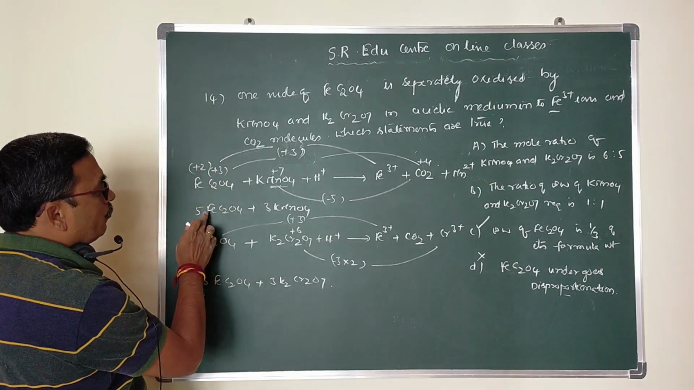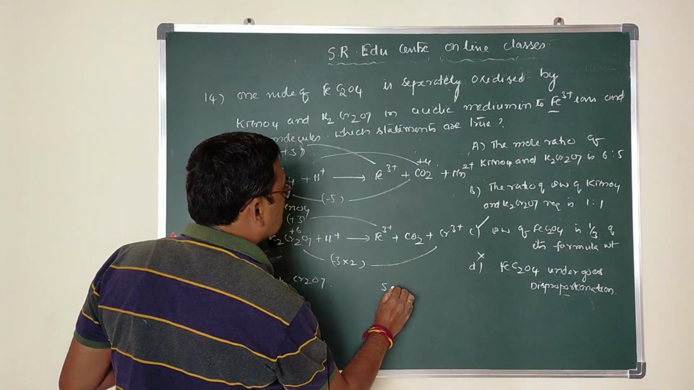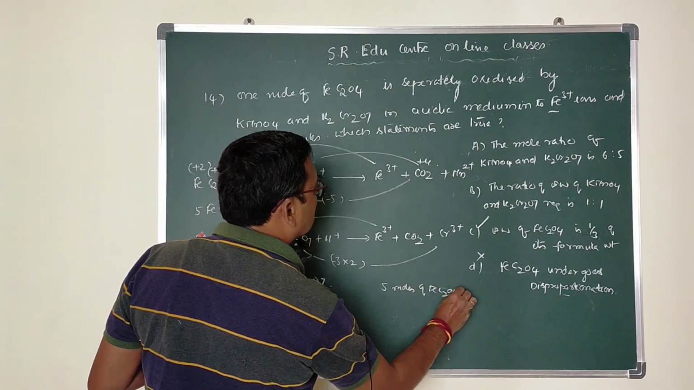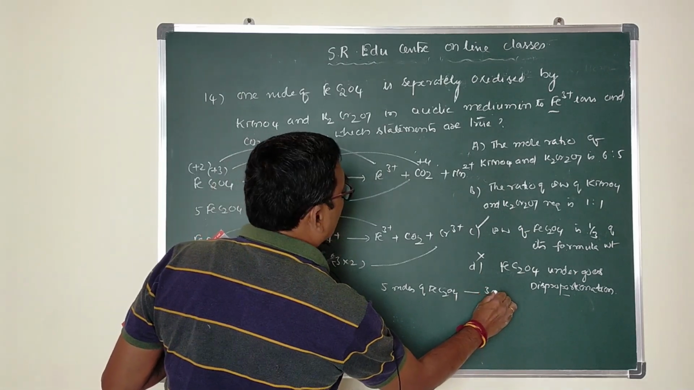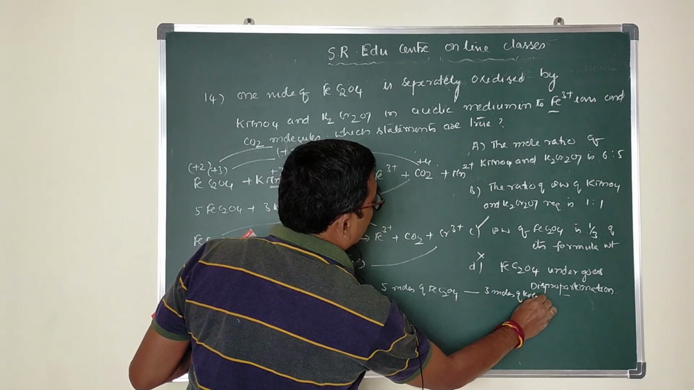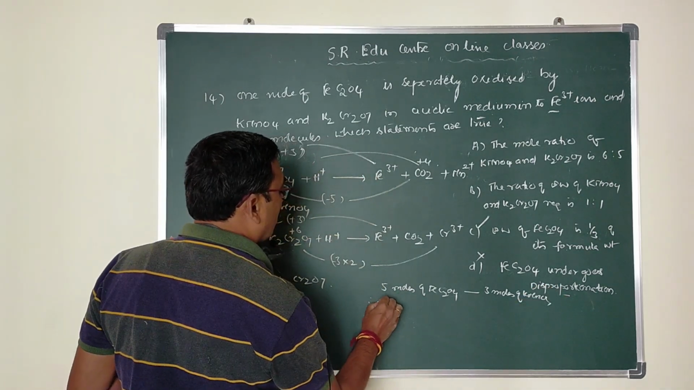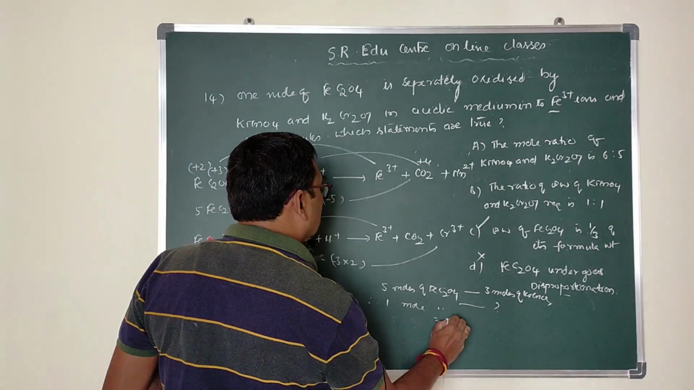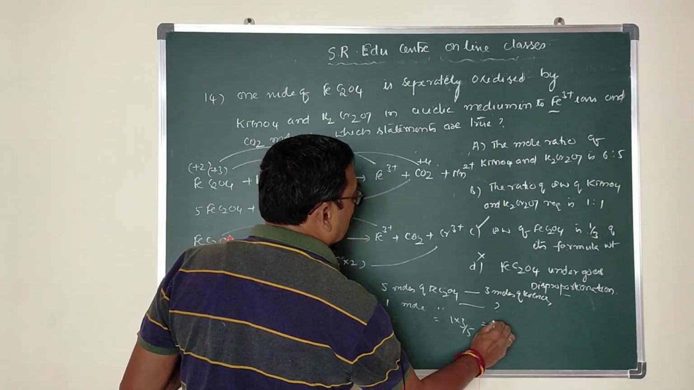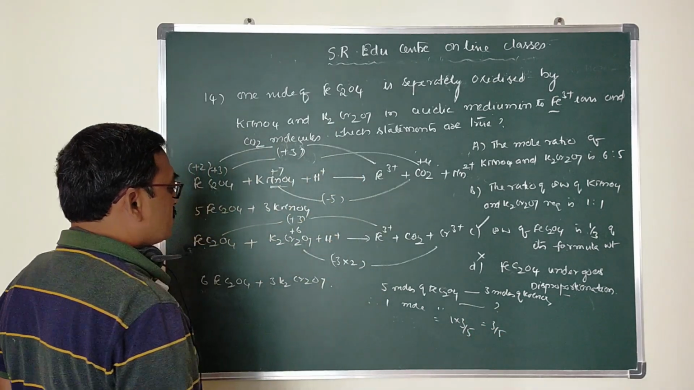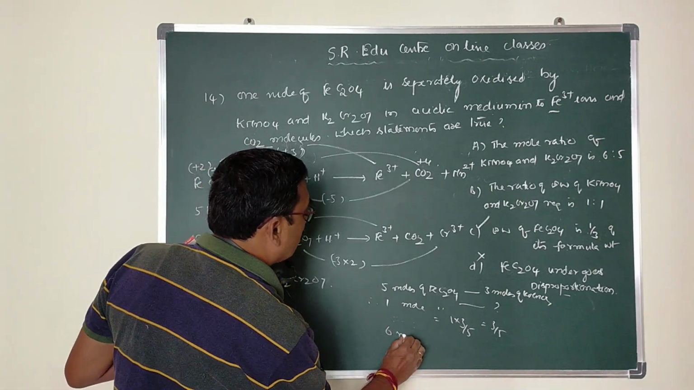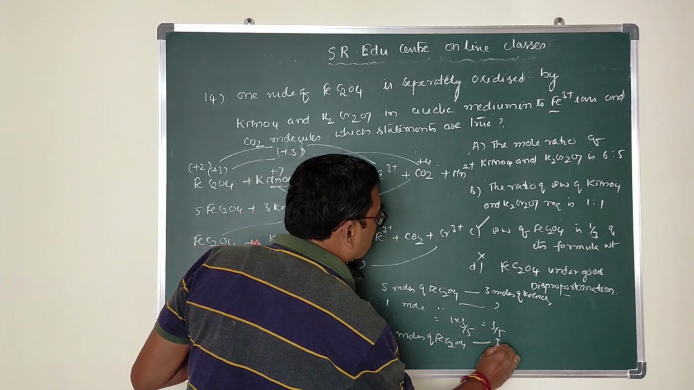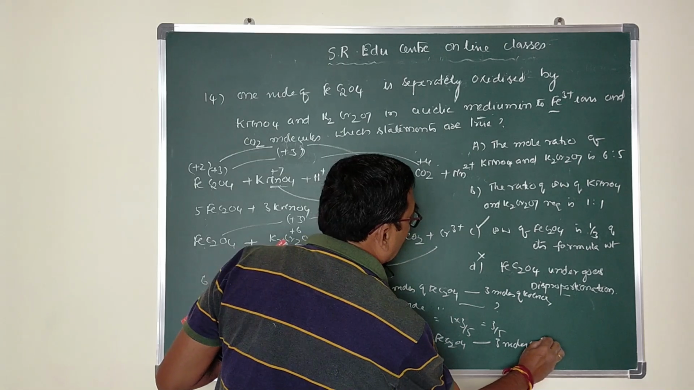We have to calculate for each mole. 5 moles of iron oxalate react with 3 moles of KMnO4. Therefore, 1 mole of iron oxalate reacts with how many moles of KMnO4? On simplification we get 1 into 3 by 5, that is 3 by 5 moles. This is the first case. In the second case, 6 moles of iron oxalate react with 3 moles of K2Cr2O7.